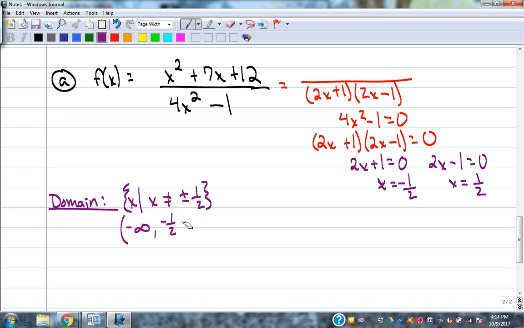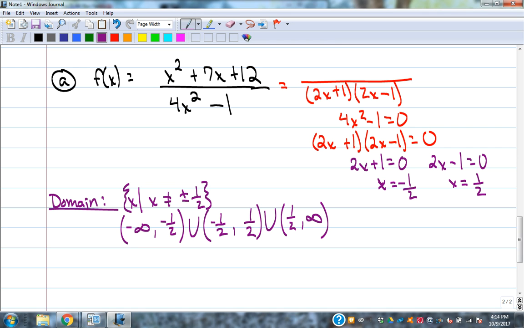Is negative 1/2 included? No, x can't be negative 1/2. So we have to have a parenthesis there. Union. Pick back up at the negative 1/2 and then go to the positive 1/2. Union, and then start again right after 1/2 up to positive infinity. So there would be the interval notation for that. Be able to bounce back and forth between those two to find that domain.